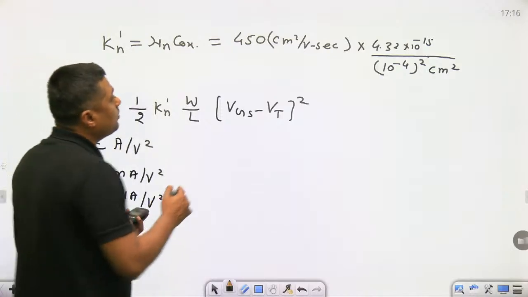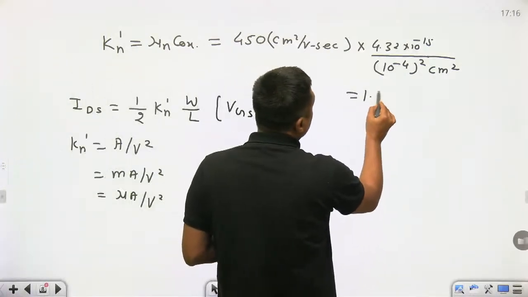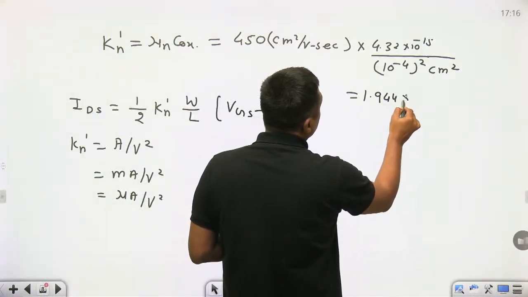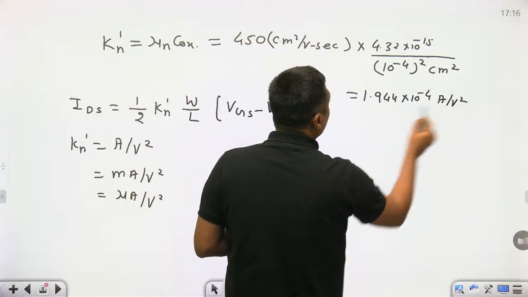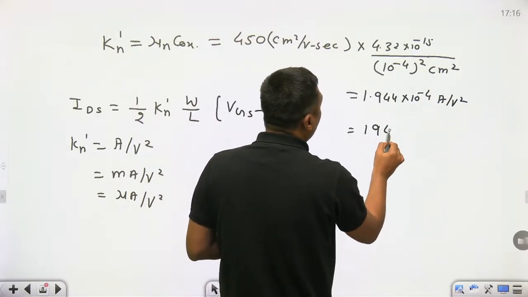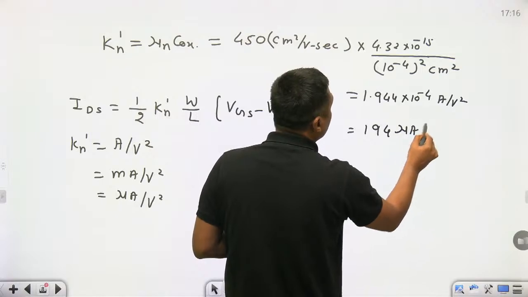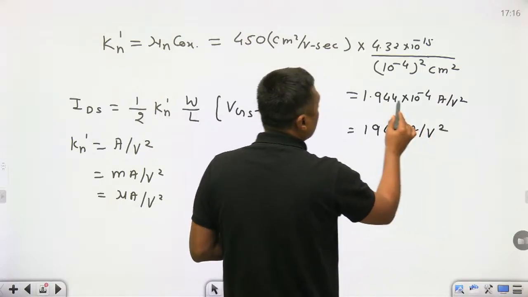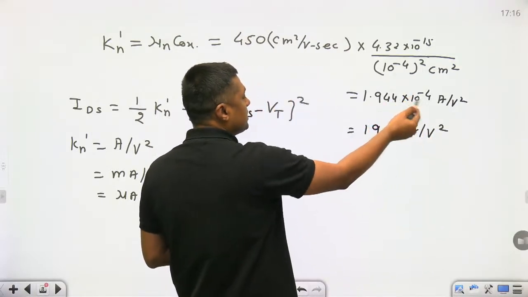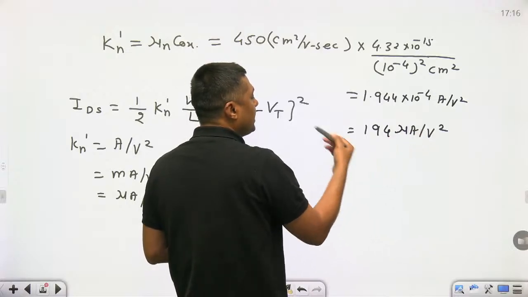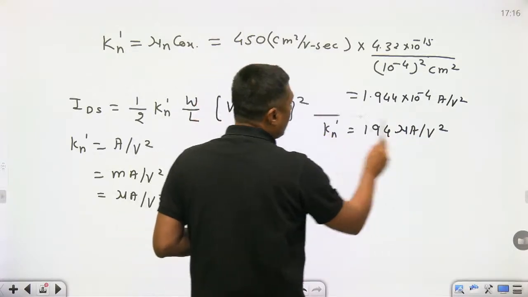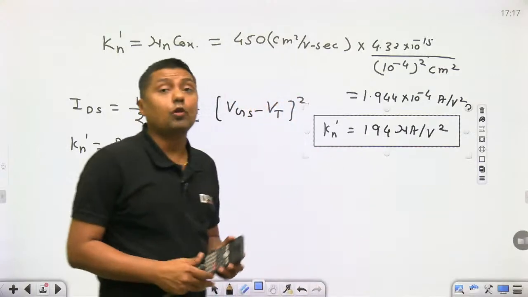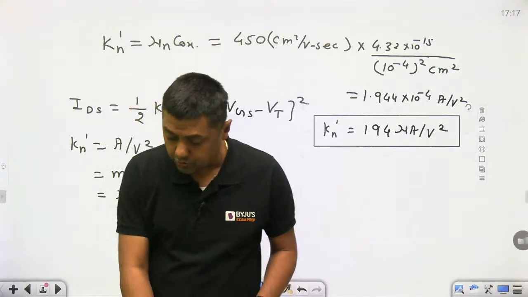(1.944 into 10 raised to power minus 4) ampere per volt square, or it is 194 microampere per volt square. 194 into 10 raised to power minus 6 ampere per volt square. That is the value of K_n'. Very easy question, formula based, but take care of what? Units. That's why I have chosen this question.